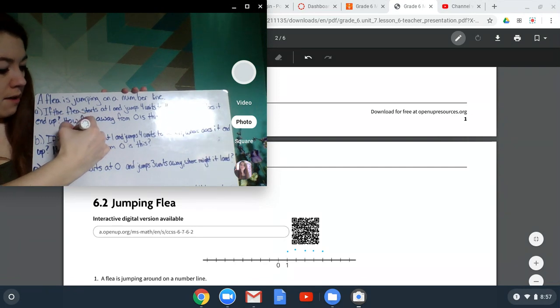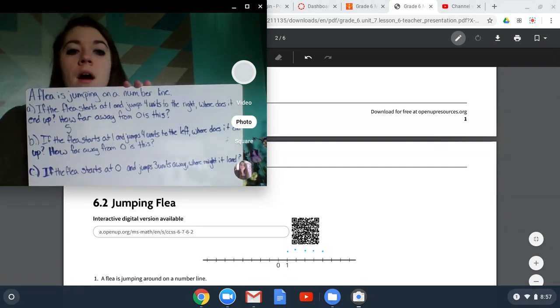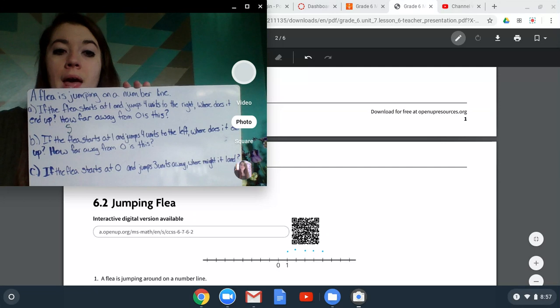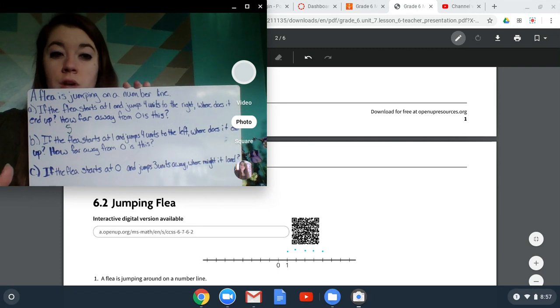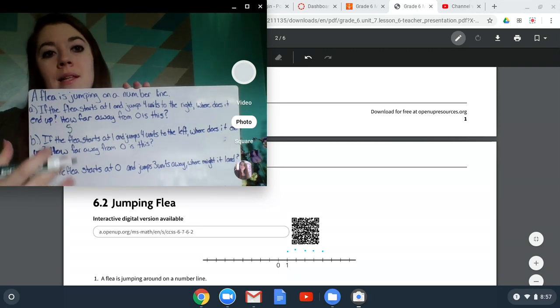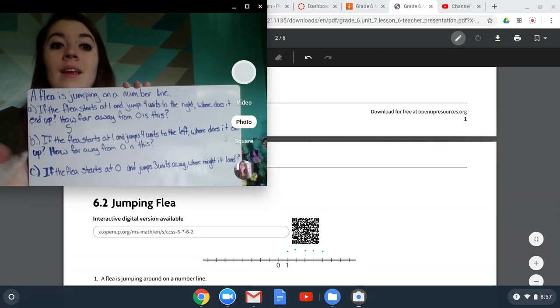So it's at 5. Now, the second part of this question asks, how far away from 0 is this? So how far from 0 is 5? Now, this may seem like a strange question, but it'll make sense as we progress through this. It's 5.